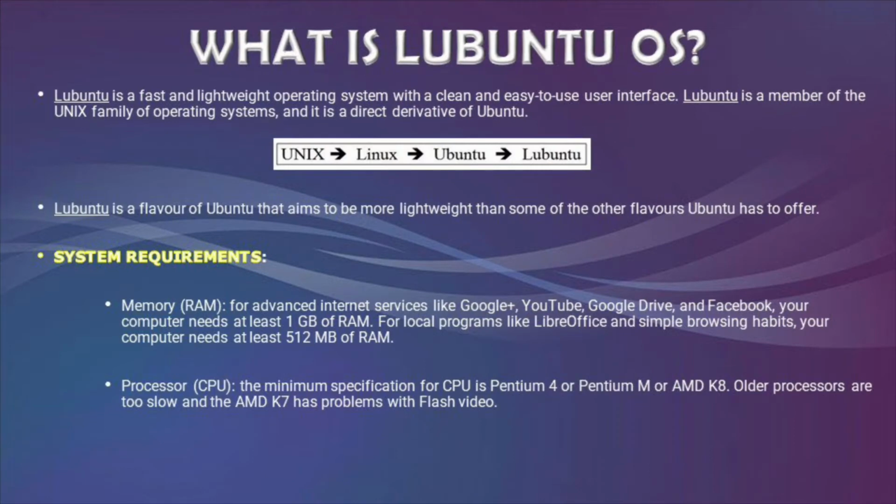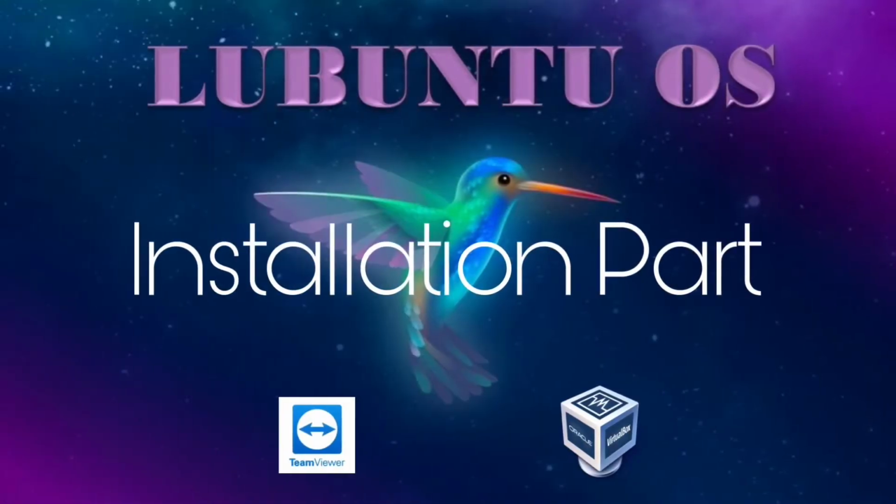What is Lubuntu OS? Lubuntu is a fast and lightweight operating system with a clean and easy to use user interface. Lubuntu is a member of the Unix family of operating systems, and it is a direct derivative of Ubuntu. Lubuntu is a flavor of Ubuntu that aims to be more lightweight than some of the other flavors Ubuntu has to offer. So here we will briefly explain about the installation of Lubuntu.